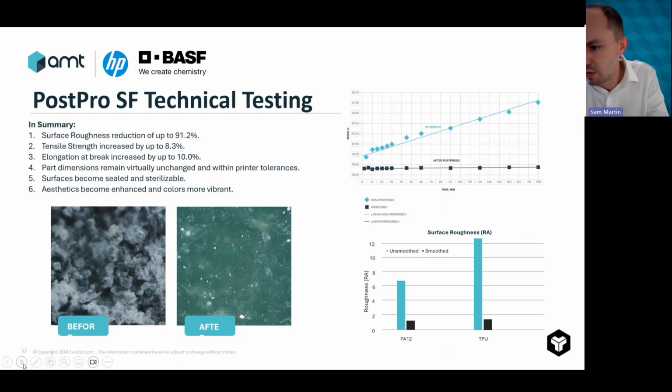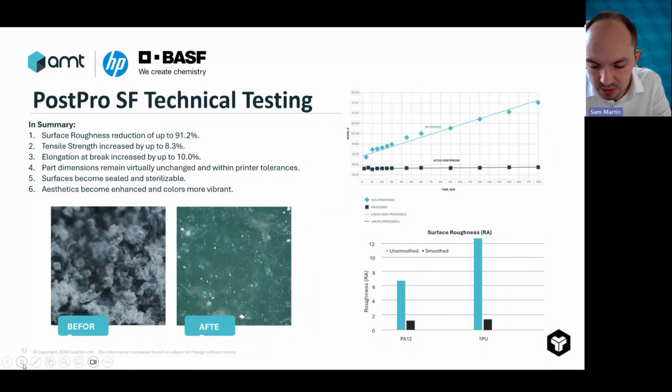So a quick summary of the figures again. Surface roughness reduced by over 90%. You have tensile strength increased by 8%, and then elongation at break by 10%. So obviously, being a sealed surface, it becomes a lot more sterilizable. You can clean it. It's not going to be absorbing materials like water and sweat and so on. And aesthetically, of course, it looks nicer.